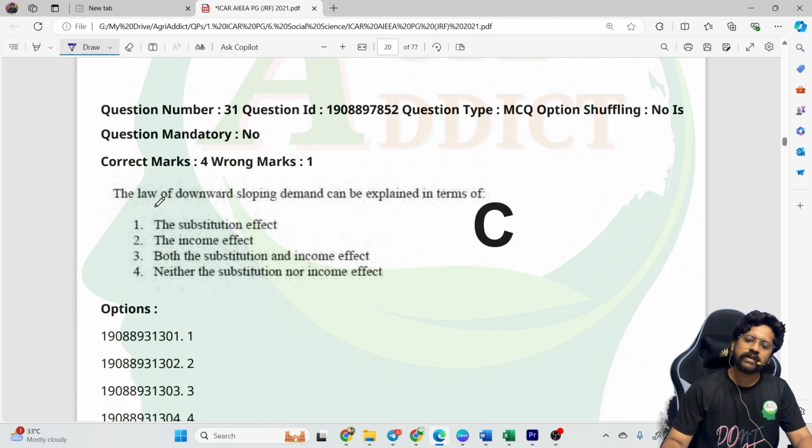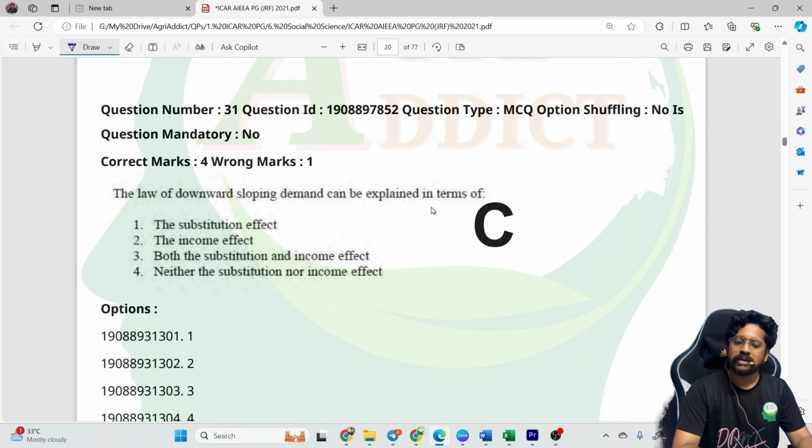The law of downward sloping demand can be explained in terms of, as we have seen, two types of effects that we have studied, that is the income effect as well as the substitution effect. Actually, the downward sloping behavior of the demand curve couldn't be explained by the law of demand itself, but later, by decomposing the price effect into two things, that is the income effect and the substitution effect, through both of the effects we could explain how the demand curve is downward sloping.